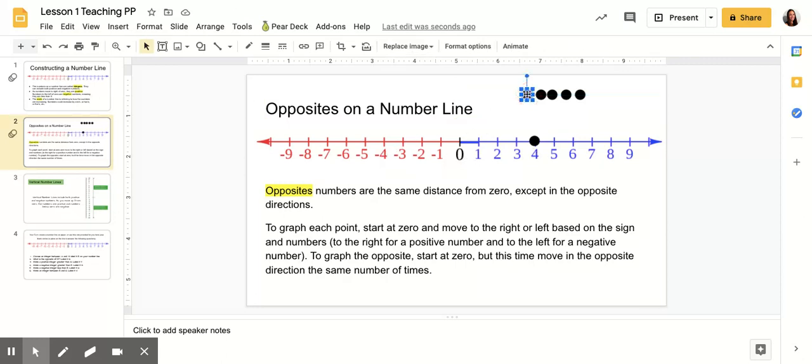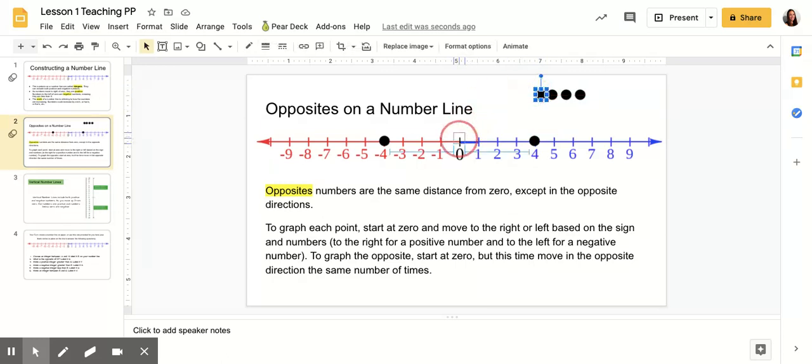So I'm going to grab one of my dots here. Again, I start at 0, but this time I go in the opposite direction. So it'd be -1, -2, -3, -4, and then basically move over 4 times to the left, or the opposite direction. Okay, so again, the opposite is just moving in opposite directions from 0, but it's always going to be that same distance. Let's say that I wanted to plot -9.